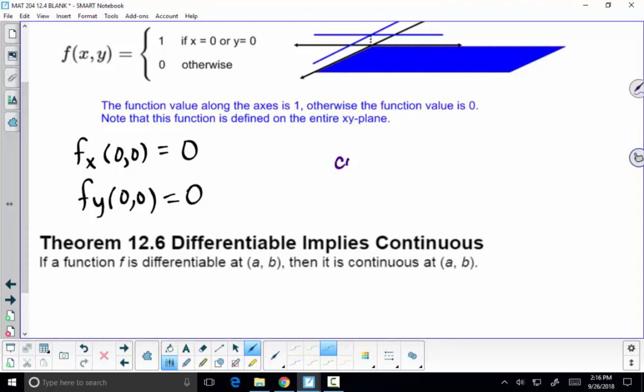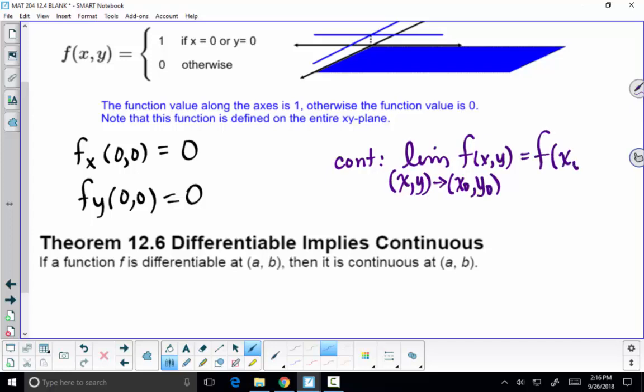For a function to be continuous, remember, we have to have the limit of the function as we're going to our point in question, so (x, y) going to (x naught, y naught). So we have to have the limit. It has to be equal to the value of the function at that point. So the limit and the value have to be the same.